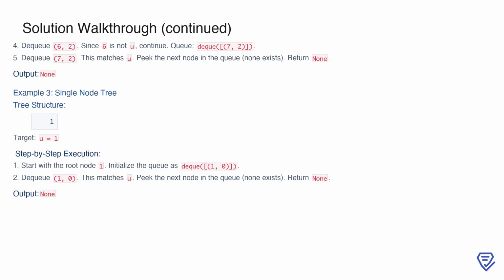However, when we peek at the next node in the queue, we find that the queue is empty. This means there is no node to the right of U at the same level. Therefore, the output is none.